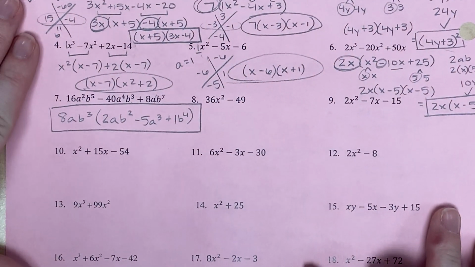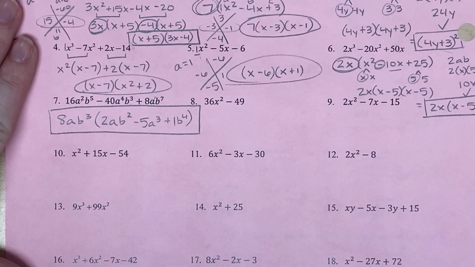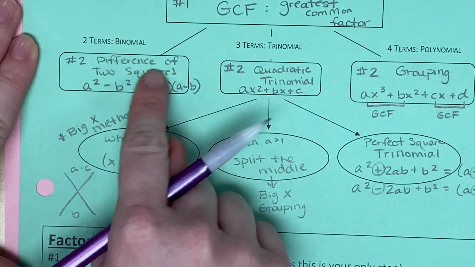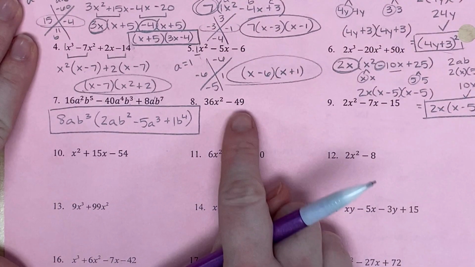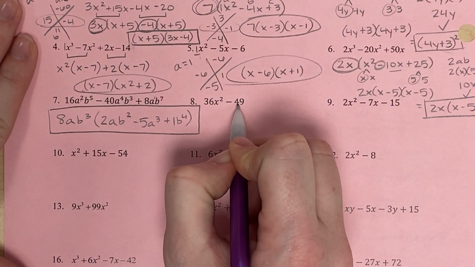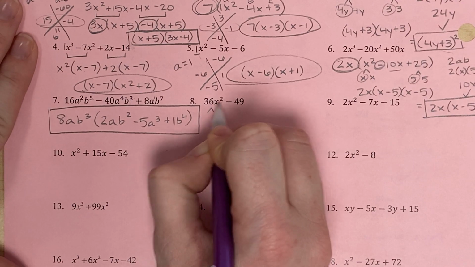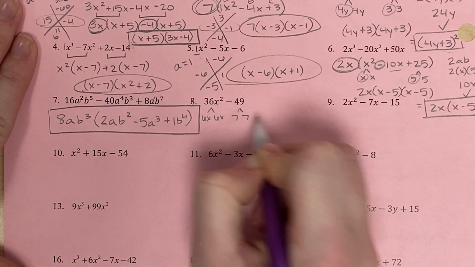For number 8, the first thing I always do is look for a GCF. There is no number that goes into 36 and 49, so there's no GCF to factor out. Second thing I notice is that it's 2 terms, so I'm looking for a difference of 2 squares. This is a difference. It has a subtraction sign. 36x squared is perfect, and so is 49. So this is a difference of 2 perfect squares. 36x squared is 6x times 6x. 49 is 7 times 7.